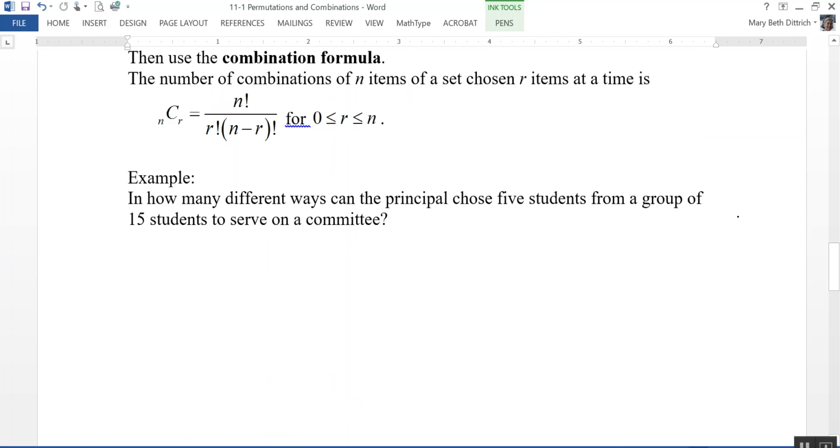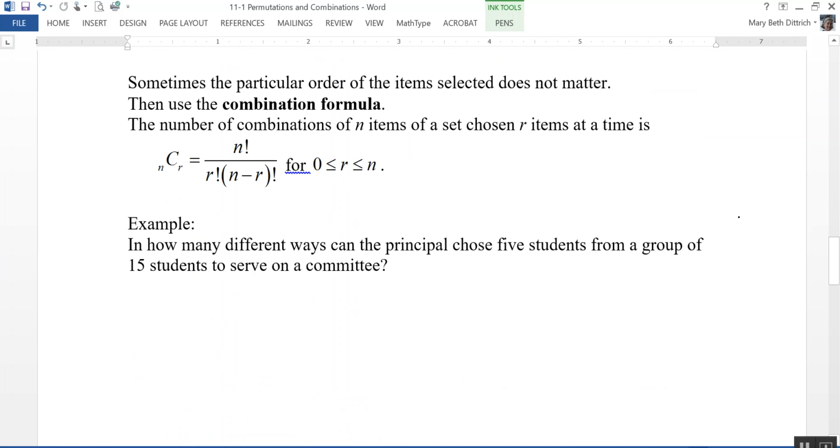Now, sometimes the particular order of the items selected does not matter. In the previous example, order mattered because I had to have a particular person on first base and a particular person on second and third and so on. If order does not matter, then we're going to use the combination formula.